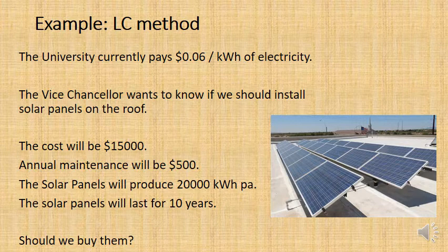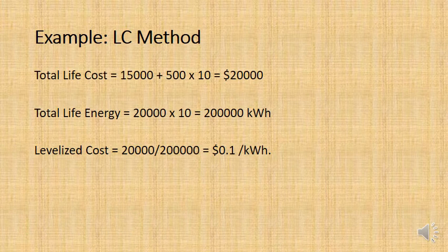Well, one way of doing this is to look at the levelized cost of energy. So let's have a look here. The total life cost will be $15,000, that's the capital cost we pay up front, plus $500 in maintenance every year for 10 years. The total life cost will be $20,000. Now, the total amount of energy that the solar panels will produce in their lifetime will be 20,000 kilowatt hours every year for 10 years. So it's going to produce in its lifetime 200,000 kilowatt hours.